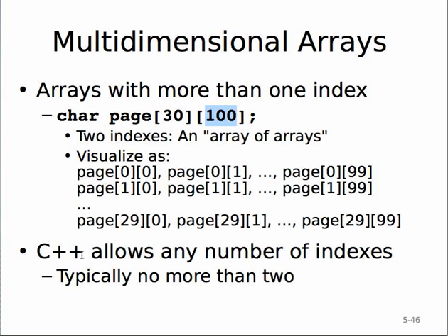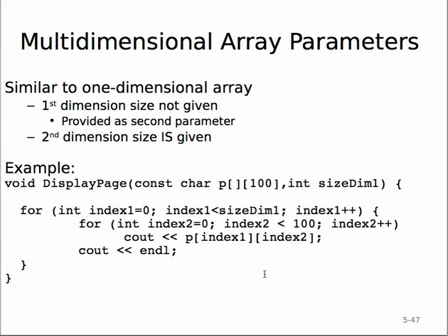Okay, so C++ does allow more than 2 indices, and it used to be there was a limit, but right now I believe the current version of C++ allows any number of indices. Typically, you don't see much more than 3. It's just hard to visualize and hard to use. Most common multidimensional, of course, is 2. Two-dimensional matrices.